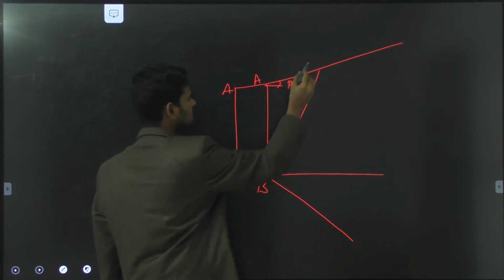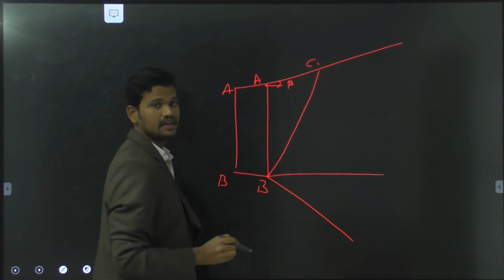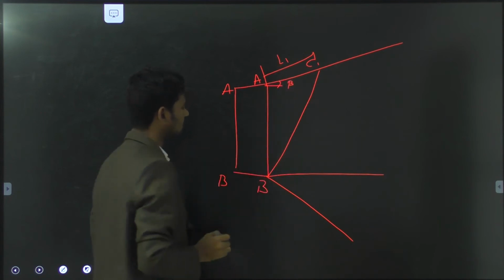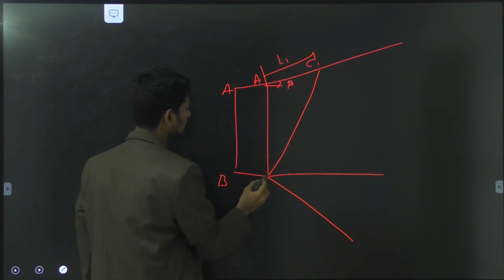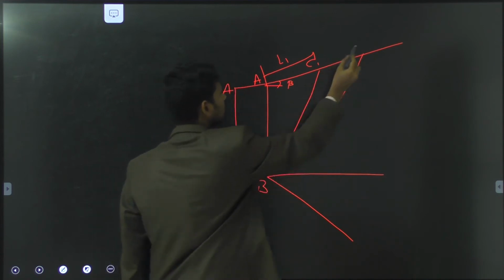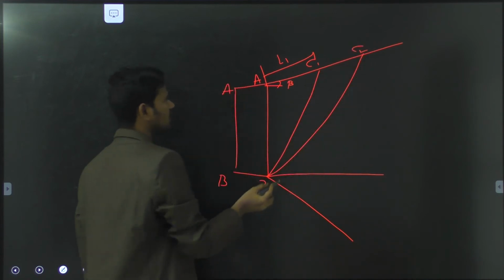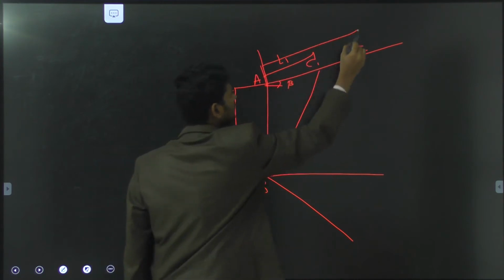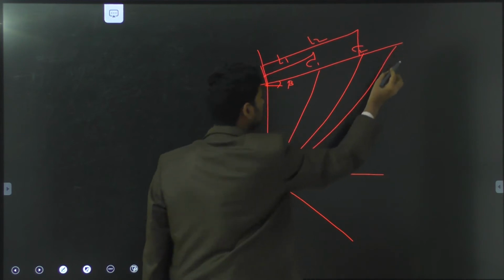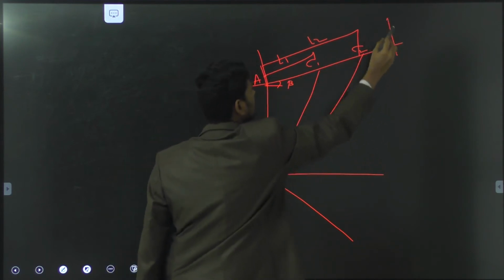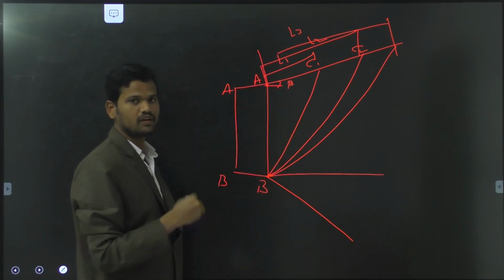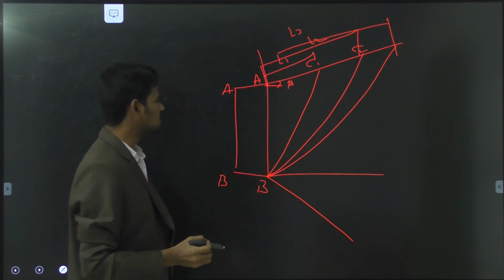That failure wedge of the soil mass we are taking as AC1. This AC1 we are taking as length L1. Next we are taking one more soil wedge, that is AB into C2. For AB into C2 we have the length of the soil wedge as L2. Like that we have one more triangle, that length we have as L3. In such a way we are drawing different wedges of the soil mass.